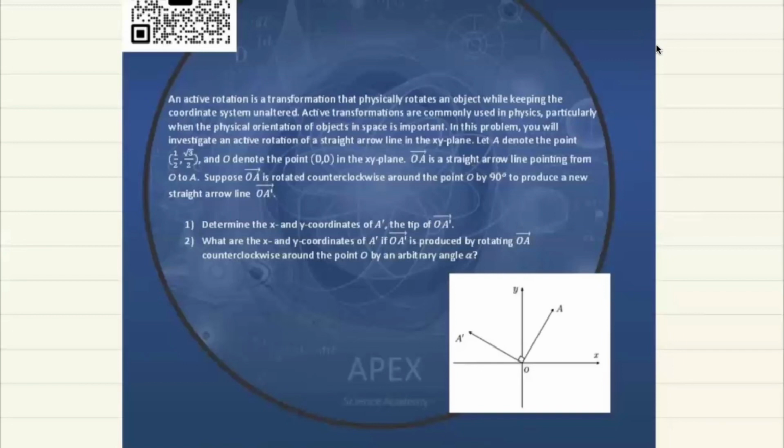In part one, we need to determine the X and Y coordinates of A prime, which is the tip of OA prime. In part two, we need to determine the X and Y coordinates of A prime if OA prime is produced by rotating OA counterclockwise around the point O by an arbitrary angle alpha. Since part one is a special case of part two, we will just focus on determining the XY coordinates in part two. Once we have determined them, we can simply replace the angle alpha with 90 degrees to produce the XY coordinates for part one.